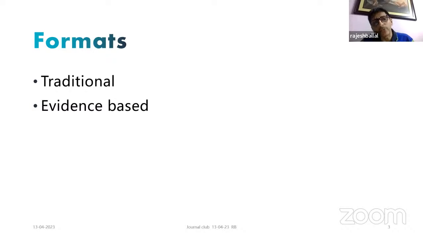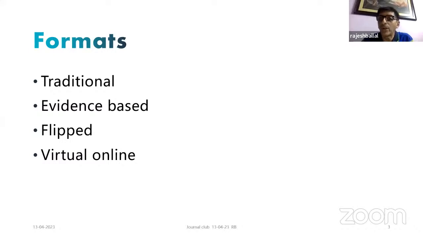But there are two newer ones. The next one, sir, is called the flipped, and the next one is called the virtual online. These are relatively new. In the flipped version, there is much more involvement from the participants. As we go through this presentation, we'll tell you that the article must be given adequately early, such that the participants can prepare. So in the flipped version of the journal club, the involvement of the participants is more important, and they are held accountable. Can we move on, sir?